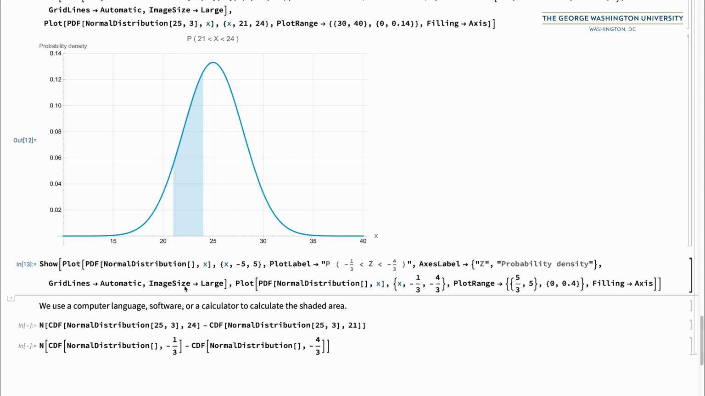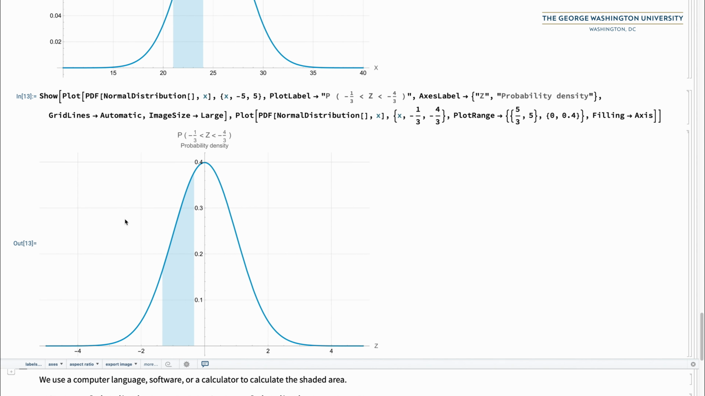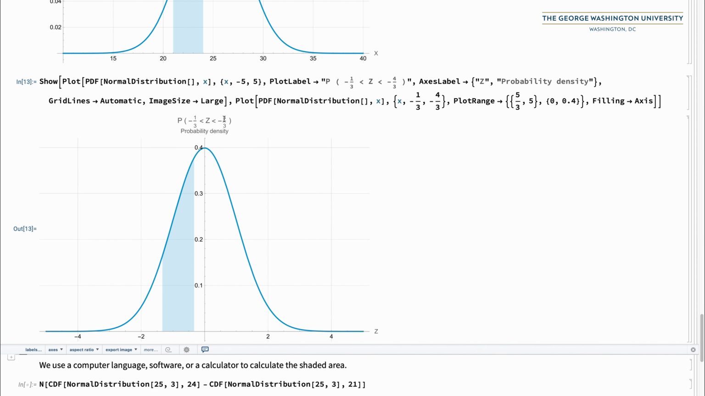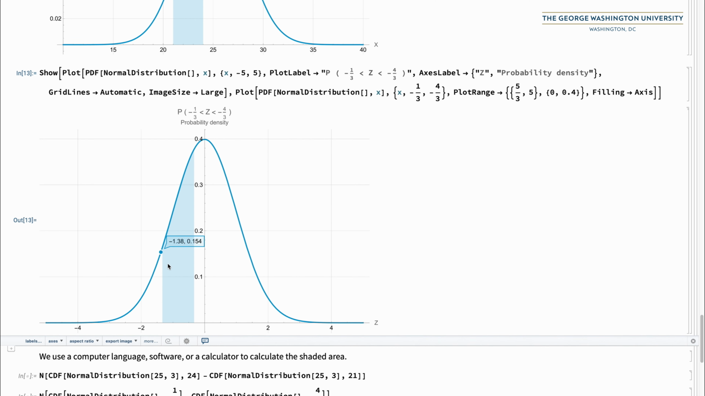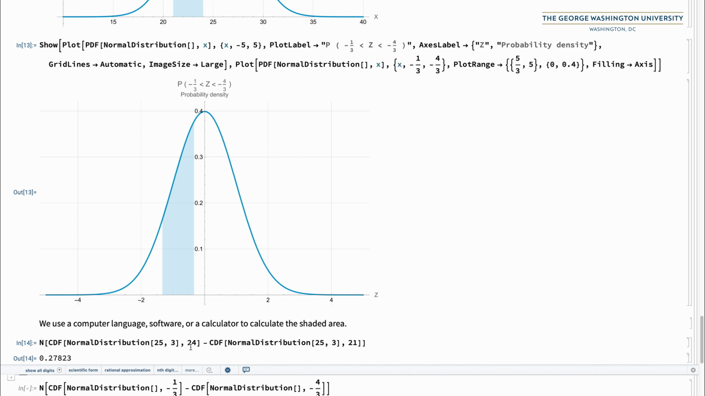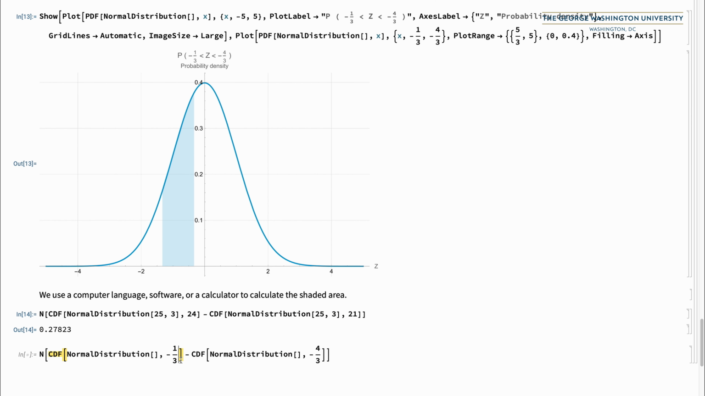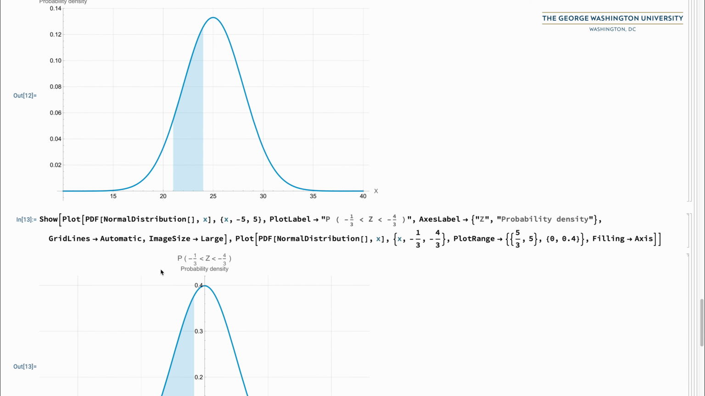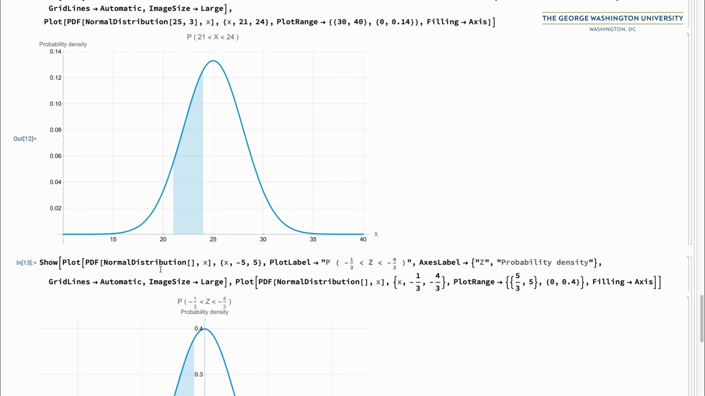So let's just do it after we've converted to z. And as you can see there, the probability that z is between negative 4 over 3 and negative a third, it's the same. You're going to get the same value there. Let's do that in software. And we get about 27.8%. That is the probability that a randomly selected person will have a hormone level between those two values. So between 21 and 24.